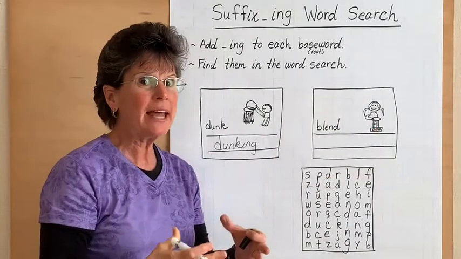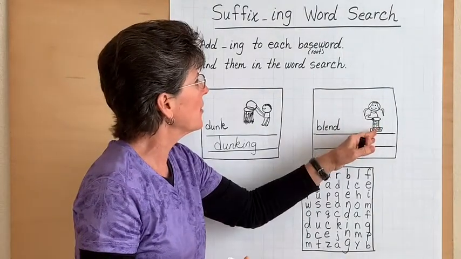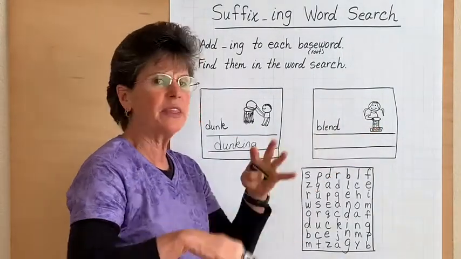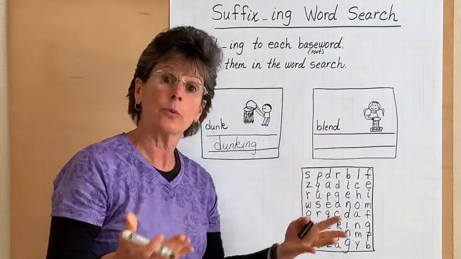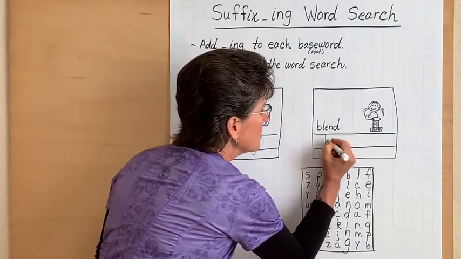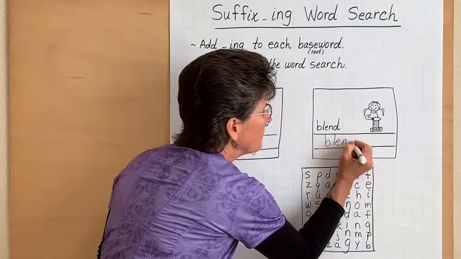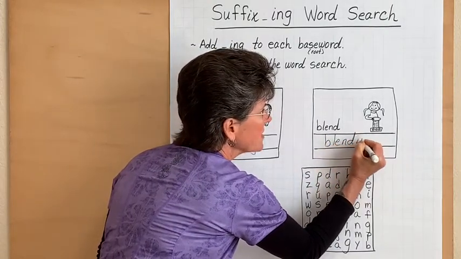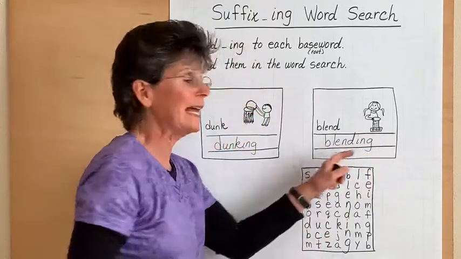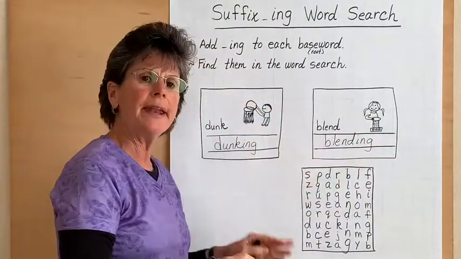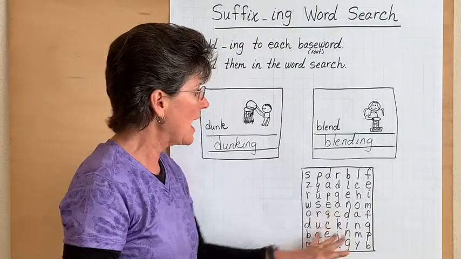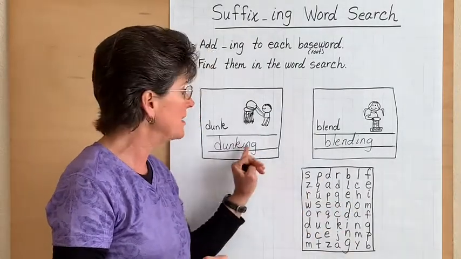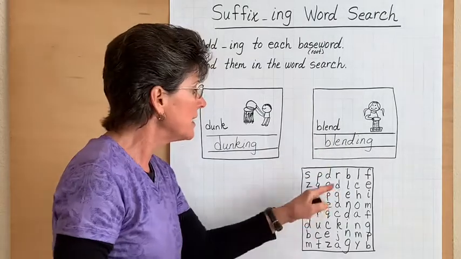And then I'm going to go down to my next one. Oh, and there's a blender. I can recognize that with all the controls here, like all the smoothies that I make with my blender. So we use the root word blend, right? We start with that, and then we add our suffix ing to get blending. So we're going to go ahead and fill in all of our words again, and then look at our word search and try to find each of these words that we wrote.